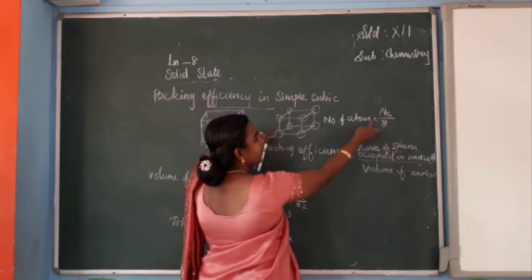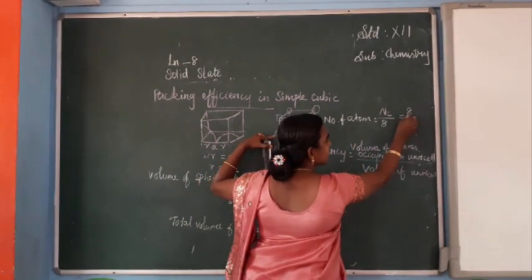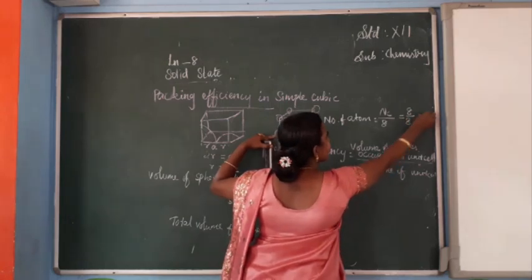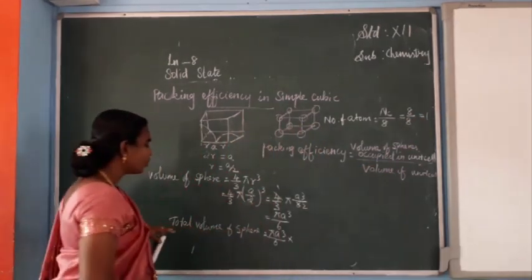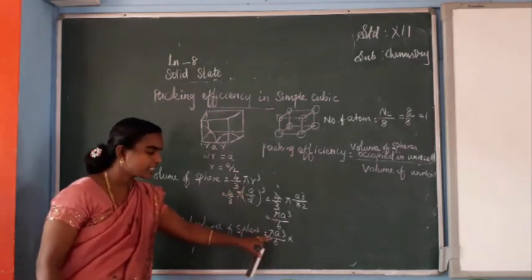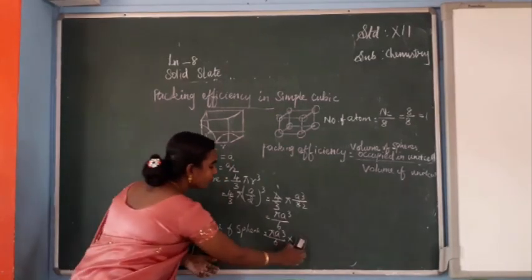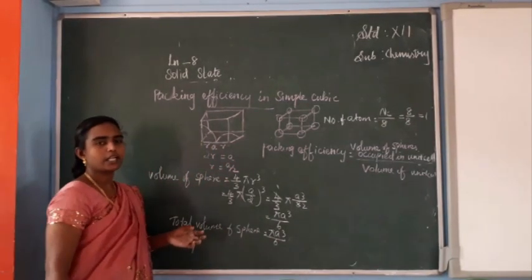So number of atoms is equal to Nc by 8. Number of corners is 8 in the unit cell, so 8 divided by 8, which is equal to 1. So the total volume of spheres can be calculated by the volume of one sphere into 1. This will give the value pi A cube divided by 6.